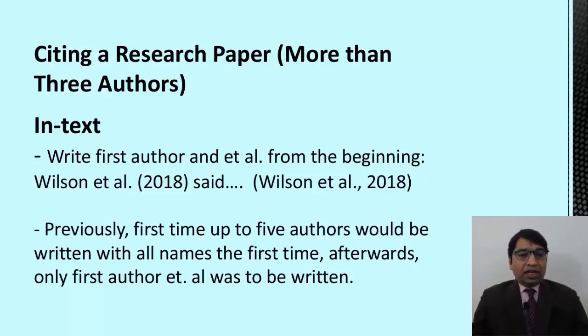Now, as I just read from here, write first author and et space al full stop, from the beginning. For example, Wilson et space al full stop 2018 said. Or if it is at the end of the sentence, you are going to write it as it has been mentioned over there. Rest of it is going to be exactly the same. No difference whatsoever.